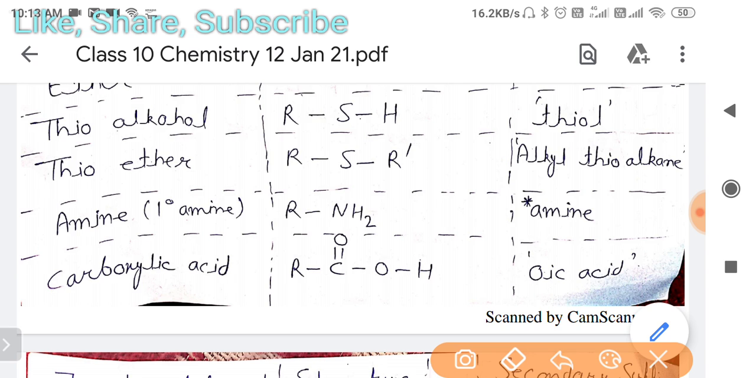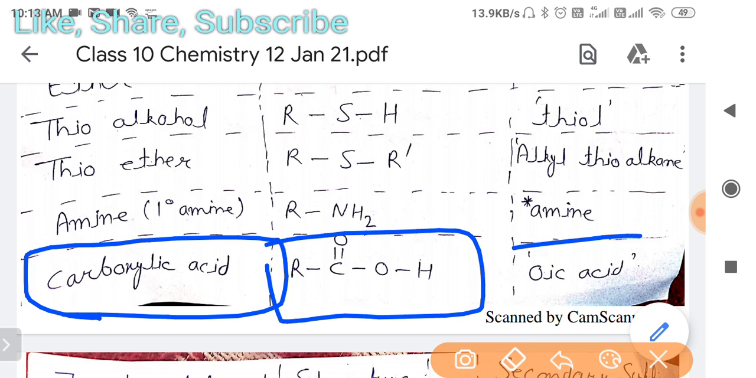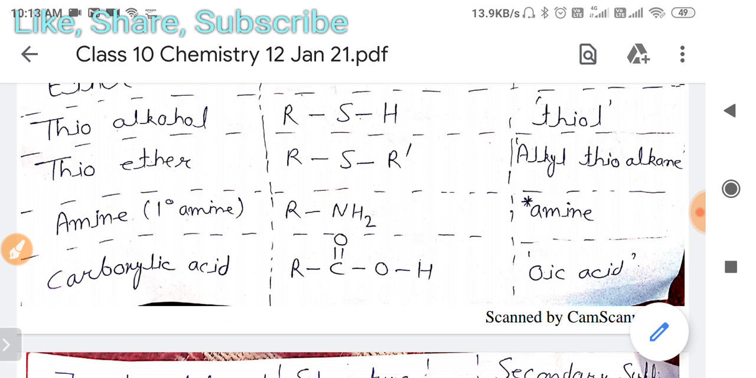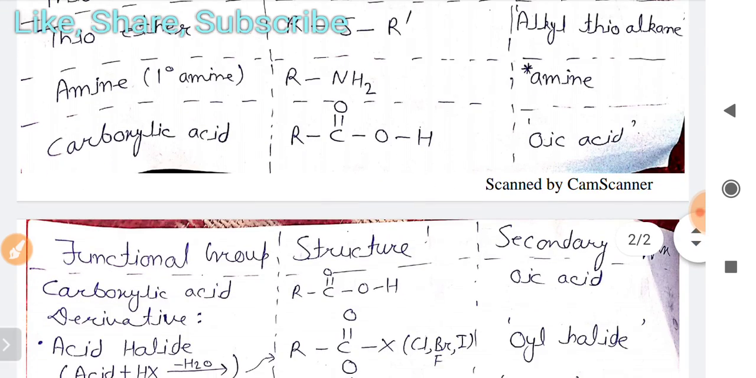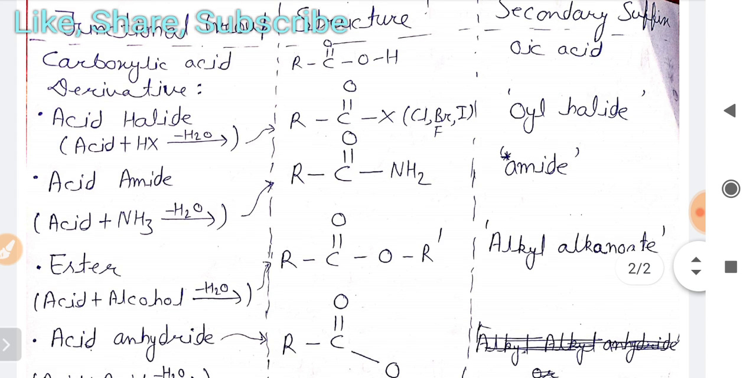Now the king of the functional groups comes, which is known as carboxylic acids. Carboxylic acid is represented by RC double bond O, then single bond OH, RCOOH. It is represented by the suffix oic acid, and pronounced as oic acid. That is the secondary suffix used for oic acid. Carboxylic acid makes many types of derivatives also, and these also act as functional groups.